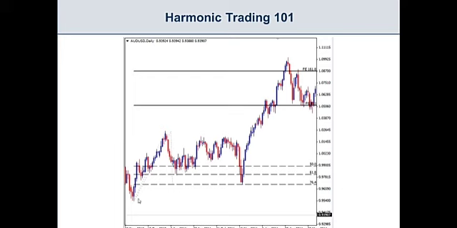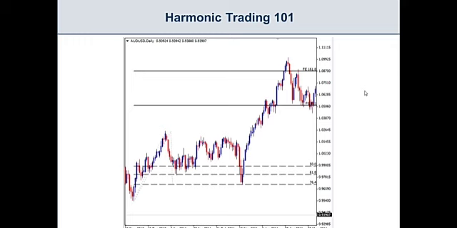And as you can see, had we entered here at the 76.4, we could have exited half of our position at the first extension, which is the 1.13, and then the last at the 1.618 Fibonacci extension. And because we are trading market cycles and because we are trading natural ratios, these tend to be fairly accurate.